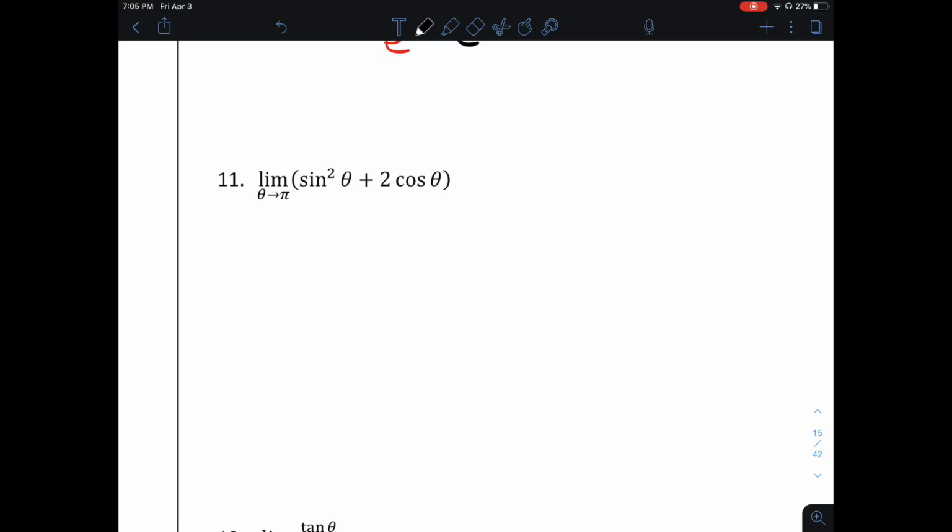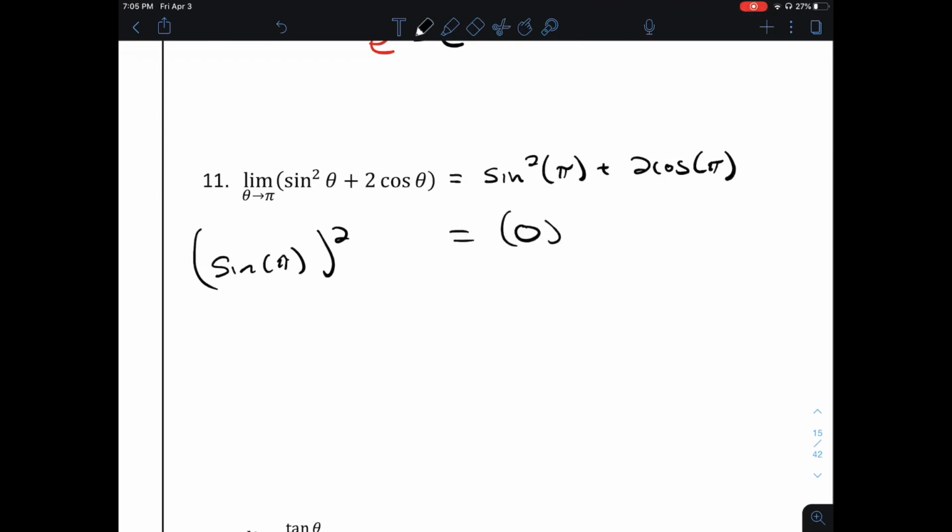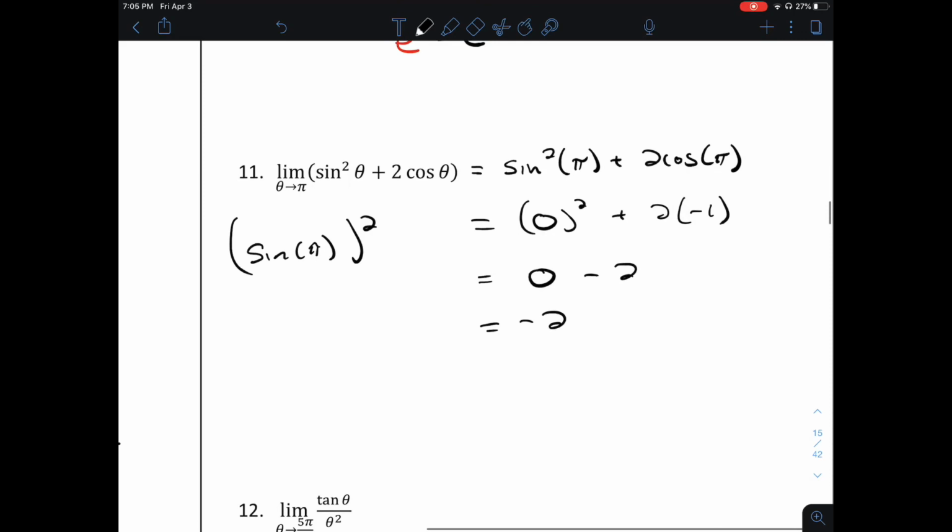Number 11. Can we use direct substitution for this? Well, I don't see any reason why we couldn't. So we're going to have sine squared of pi plus 2 times cosine of pi. Please note, sine squared of pi actually means sine of pi, and when you're finished, you're supposed to square it. This is a shorthand version of that. Well, what is sine of pi? Well, that's a 0, of course. 0 squared is 0. What is cosine of pi? It's -1, of course. 0 minus 2 is -2.